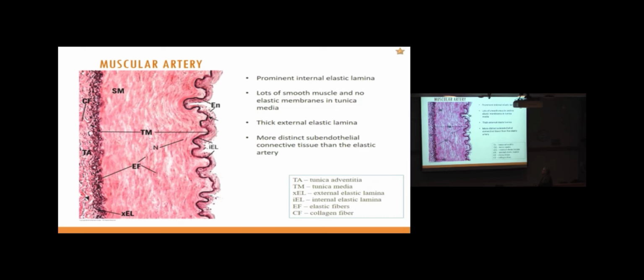So there's the internal elastic lamina, the intima on the inside. Of course, this would be the lumen. You've got smooth muscle here. It's pretty filled up with smooth muscle. There's still a few elastic fibers.